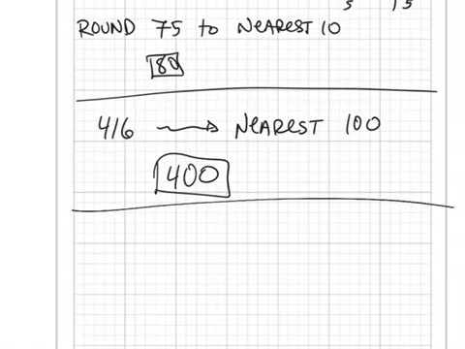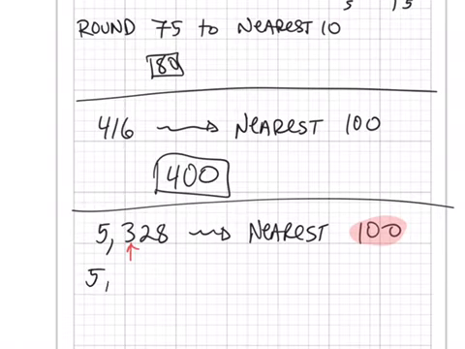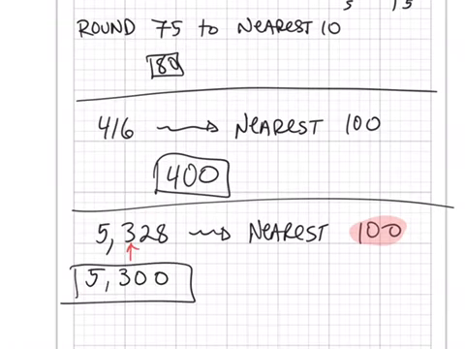And one more to try. I'm going to take the number 5,328 and I'm going to round it to the nearest 100. Okay? That nearest hundreds place, that nearest multiple of 100 is right in here. Okay? So I'm going to round the number 5,328 down to the nearest whole hundred, which is 5,300. Okay? 300s place is the closest hundreds place.